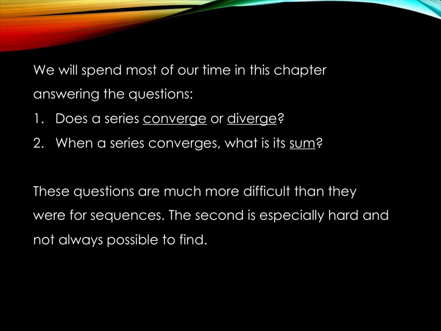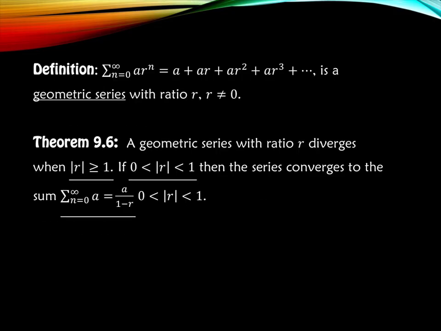So we're going to look at our first series, and it is a series you've probably seen before, but we're going to look at it in a different way, of course. This is called a geometric series. If you take the sequence a times r to the n, and you let the n value go from 0 to infinity, this creates a plus ar plus ar squared, ar cubed, and so forth, and you're adding them all together. This is a geometric series with ratio r, and r does not equal 0.